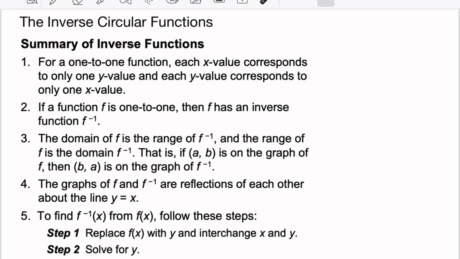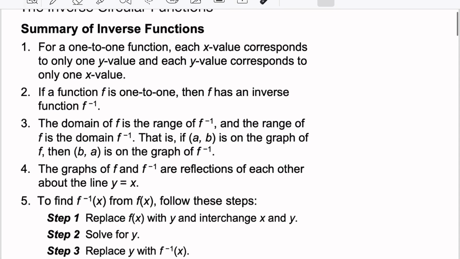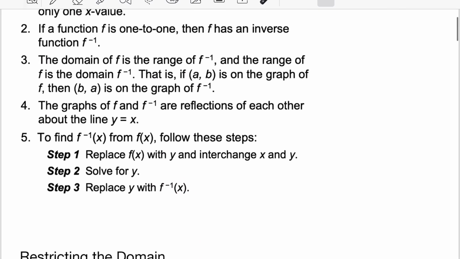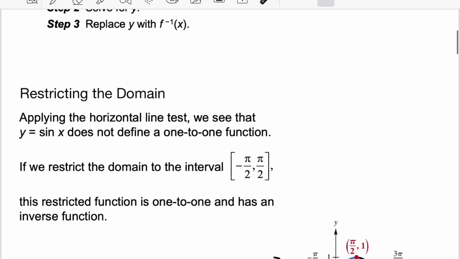Now the graphs of our function f and its inverse are going to be reflections of each other about this line here, and we can see that by graphing those guys. And then lastly, to find the inverse function from our function f, we'll follow these steps here. So we'll replace our f of x with y, and then interchange our variables x and y, and then solve for the variable y. Lastly, what we'll do is replace this variable y with our inverse function notation.